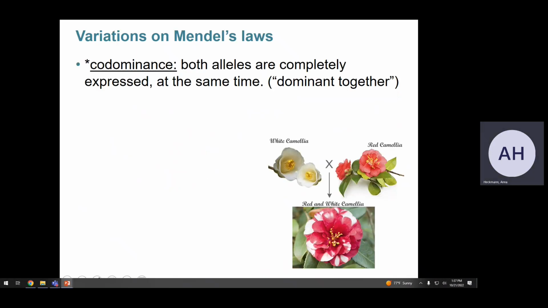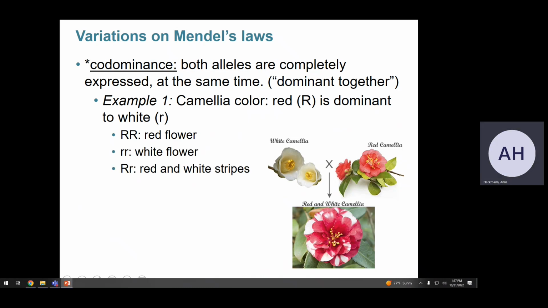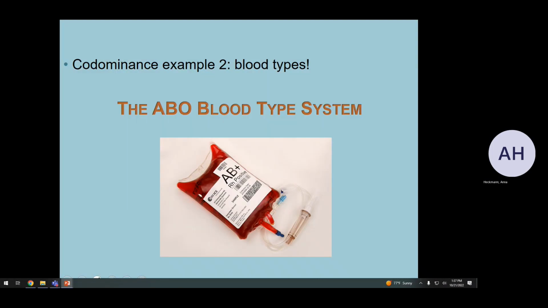Some genes display codominance, in which both alleles are dominant together. In this example, the homozygous dominant is red, the homozygous recessive is white, and the heterozygote is red and white. It is not pink. Pink would be incomplete dominance. Both the dominant and recessive allele are fully expressed at the same time. You see both of them.